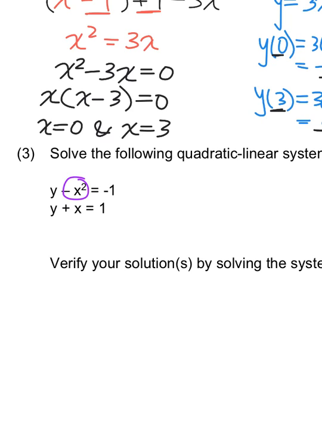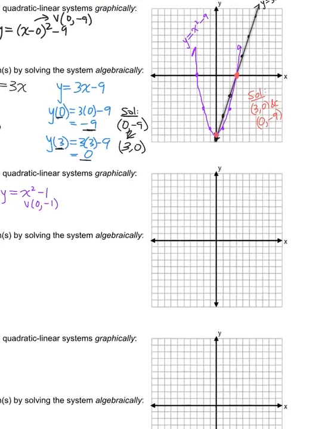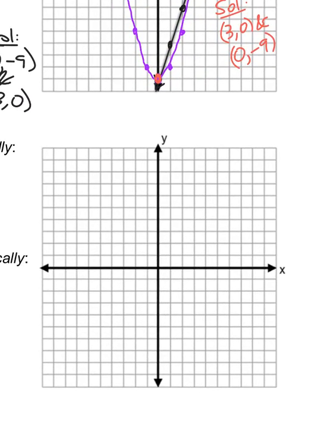I want to move this over. So I'm looking at y equals x squared minus 1. So I have a vertex at 0, -1. Here I have y equals -x plus 1. All right, so going right into my graph, vertex at 0, -1, the 1, 4, 9 relationship.